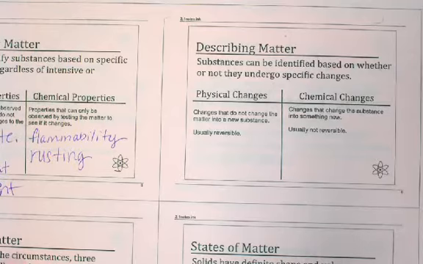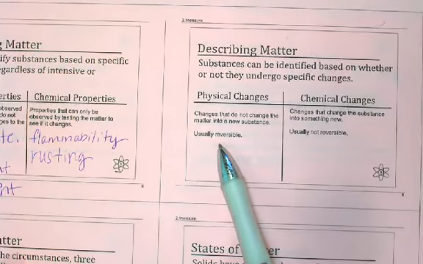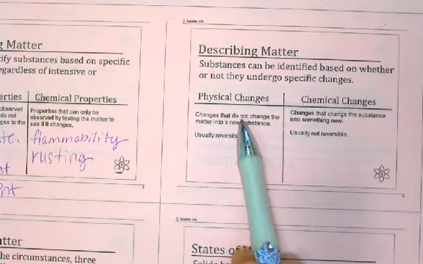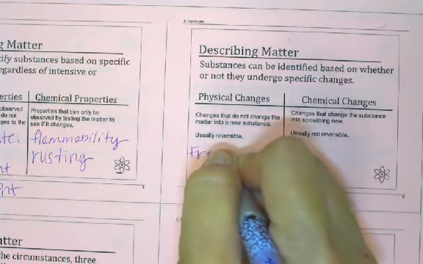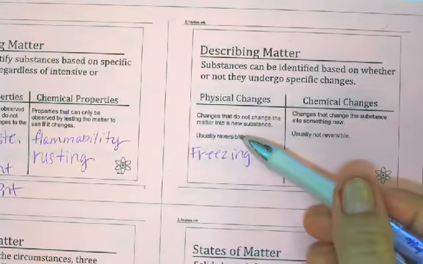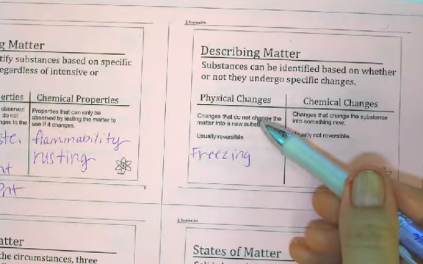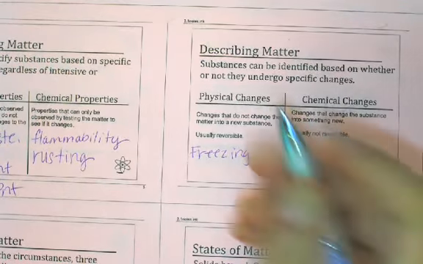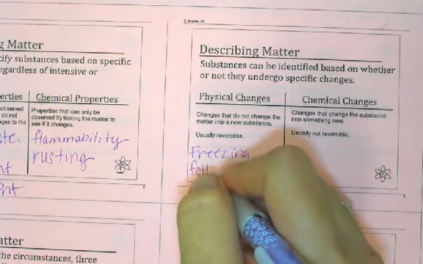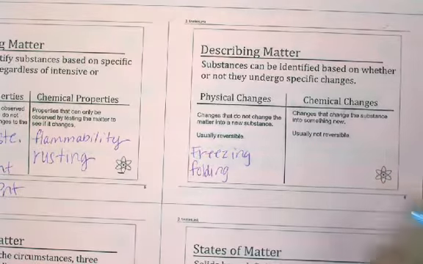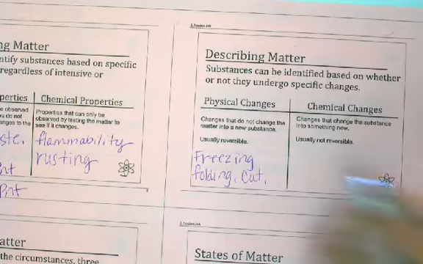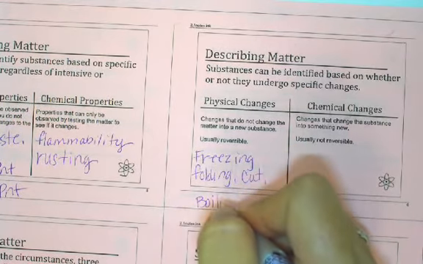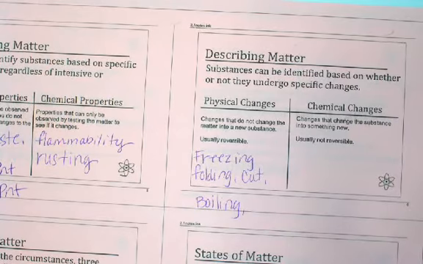Sometimes we can change something and we can undo it. Or we change it and it doesn't change it into a new substance. Those are physical changes. For example, if I freeze water, I can reverse that by melting it. And I didn't really change it from being water, so that's a physical change. If I fold paper, I didn't change the paper into something new. Or even if I cut paper, I didn't change it into something new. If I boil water, I'm not really changing it into something new. So those are all physical changes.